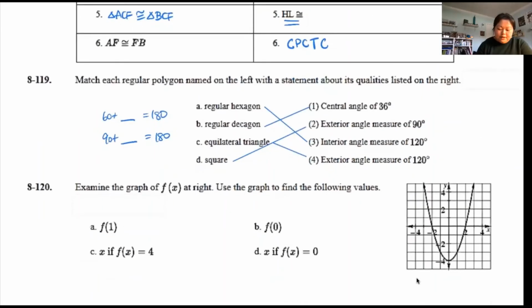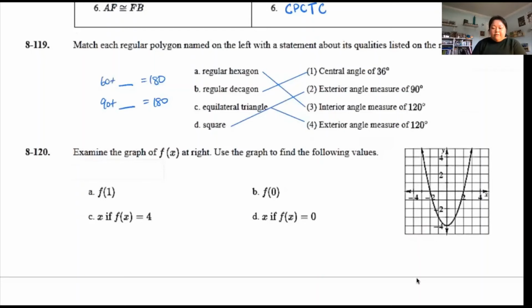Okay. All right. We're going to read this graph and figure out how to read some of the values that we're being asked of.